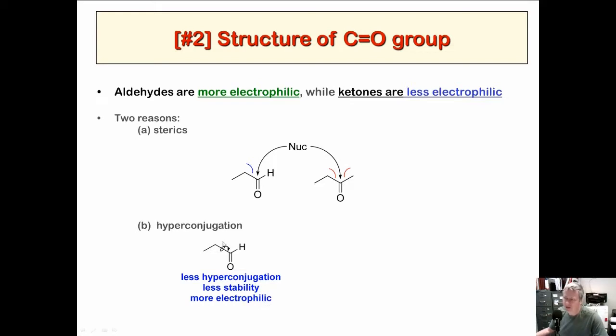When you think about hyperconjugation, you also think about the CHs. The CHs that are on the neighboring carbon have electron density, and those will stabilize the partially positive charge on the carbon. So aldehydes have less of it. Ketones have more of it. They have more hyperconjugation, which causes more stability. When things are more stable, they're less electrophilic in this example. All right? So two reasons, sterics and hyperconjugation. And hyperconjugation is an electronic effect.